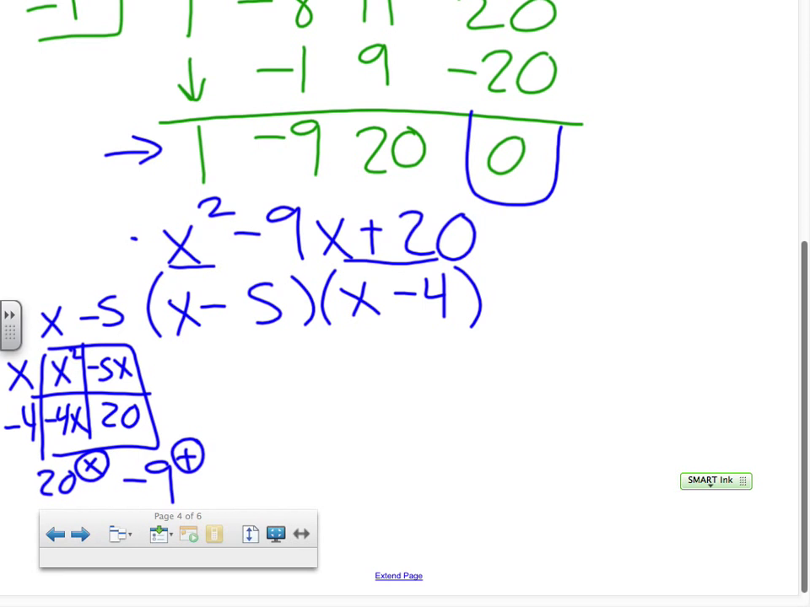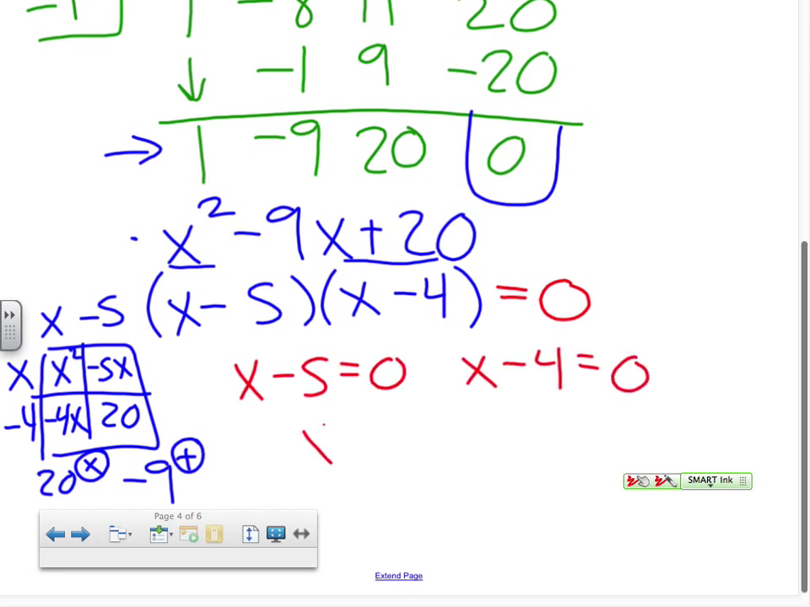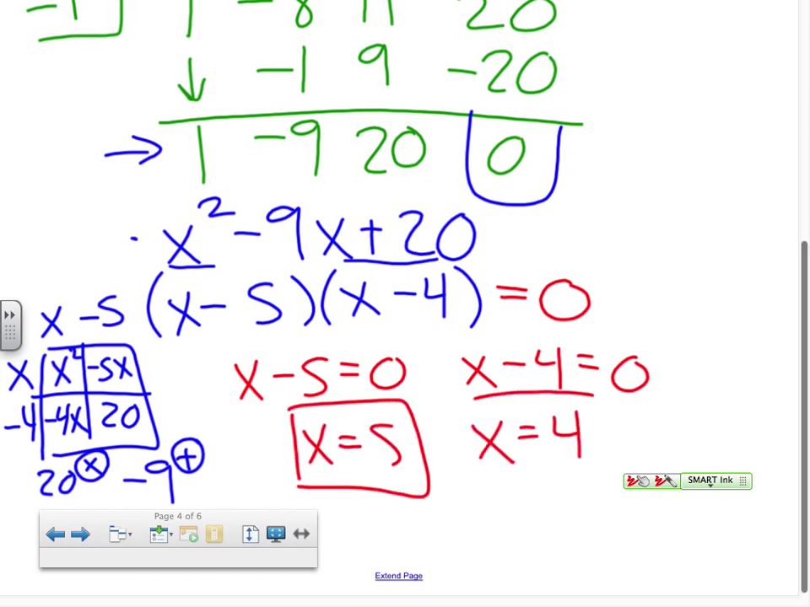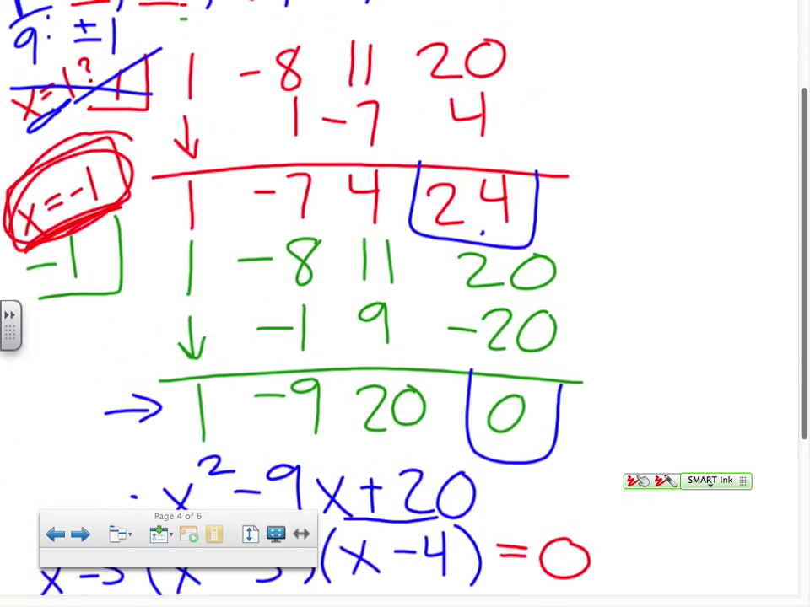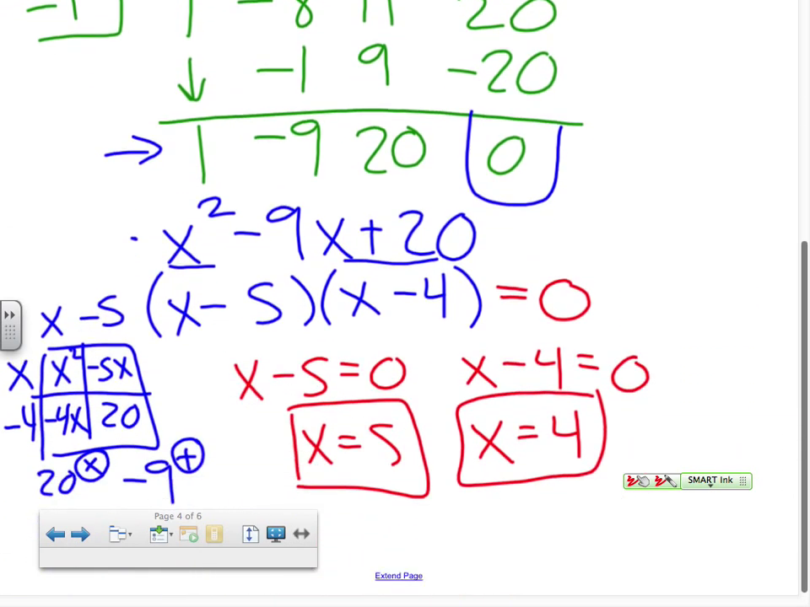Alright, but remember we need to keep going because we need to find what the zeros are, those solutions. So I set each factor equal to 0. That gives me the two solutions of x equals 5 and x equals 4. Alright, but don't forget that we found those because we'd already found this first one up here. So we actually have three solutions, x equals negative 1, x equals 5, and x equals 4. So make sure you don't forget that first one you found.